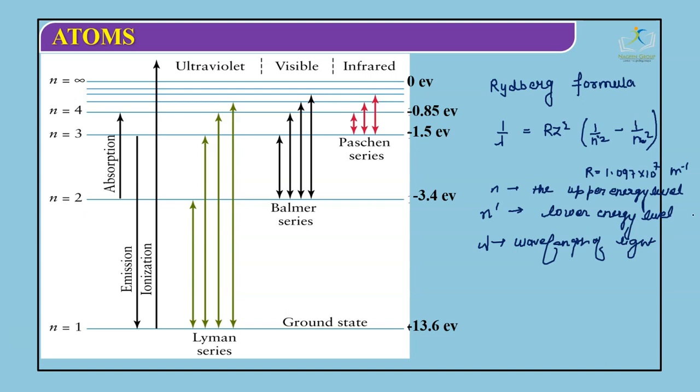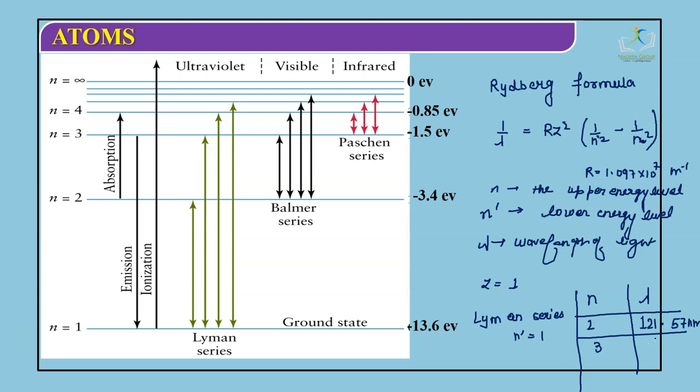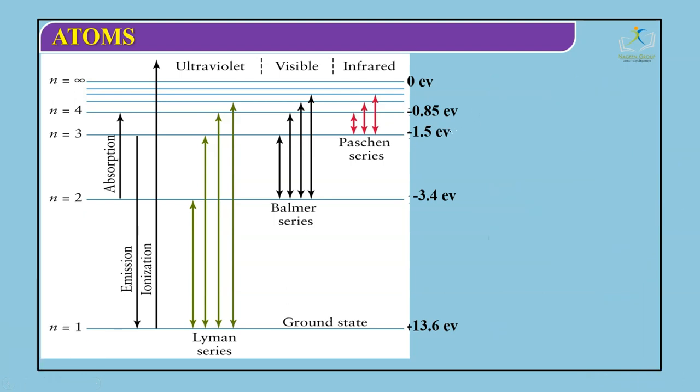For a single electron atom like hydrogen, Z equals 1. For the Lyman series, n prime equals 1. If n equals 2, the wavelength emitted is 121.57 nanometers. If n is 3, the wavelength is 102.57. If n is infinite, the value comes to 91.75, and similarly we can calculate further values. These are a few values for the Lyman series.